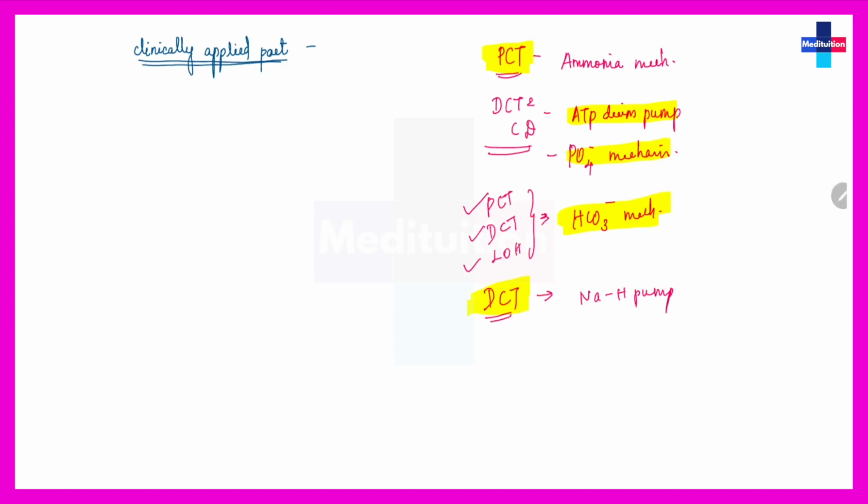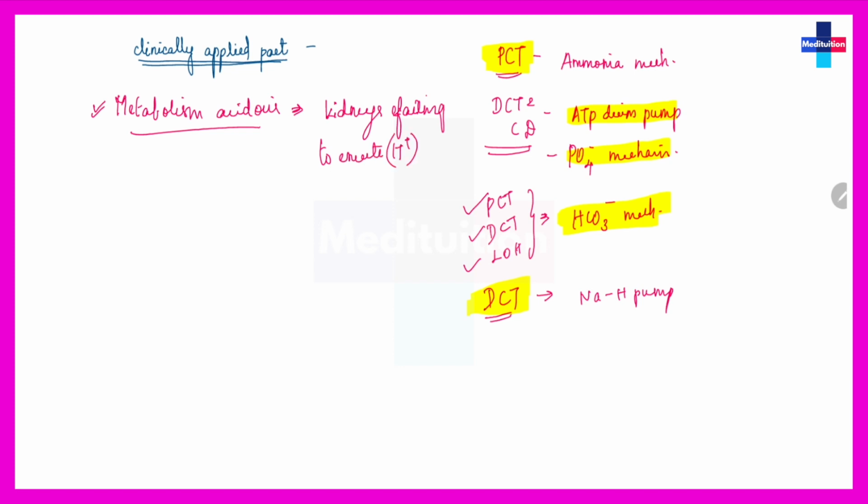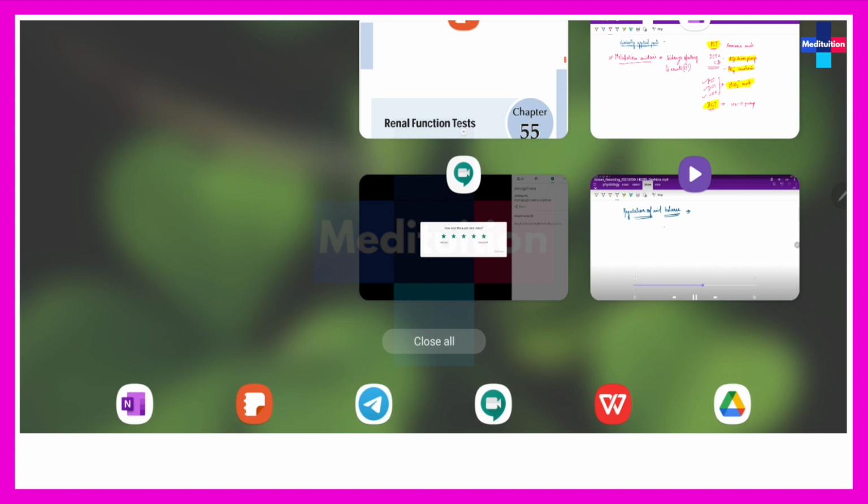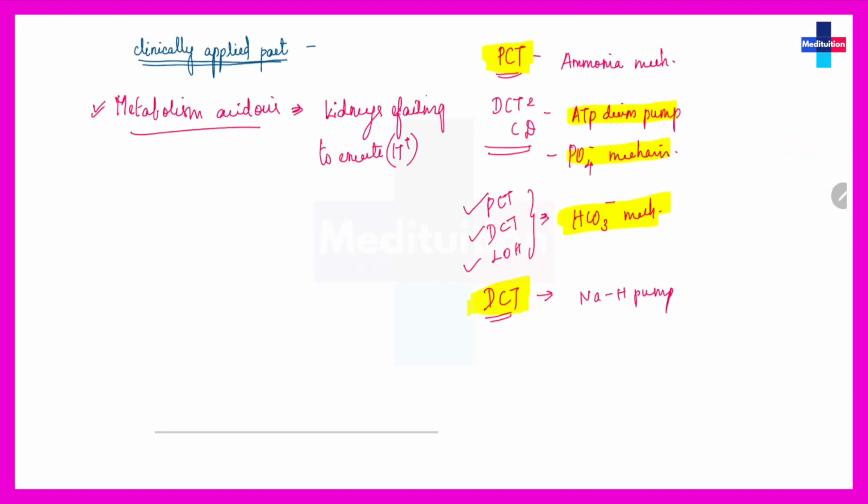In the clinical part, if we are seeing metabolic acidosis, when our whole metabolism becomes acidic, what will be the reason? For example, your kidneys are failing to excrete your H+. That is what happens, right? If they are failing to excrete the hydrogen ions, then they will lead to metabolic acidosis.